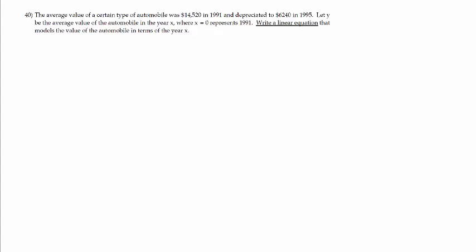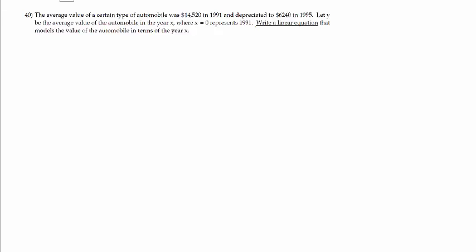40. The average value of a certain type of automobile was $14,520 in 1991 and depreciated to $6,240 in 1995. Let Y be the average value of the automobile in the year X, where X equals 0 represents 1991. Write a linear equation that models the value of the automobile in terms of the year X.